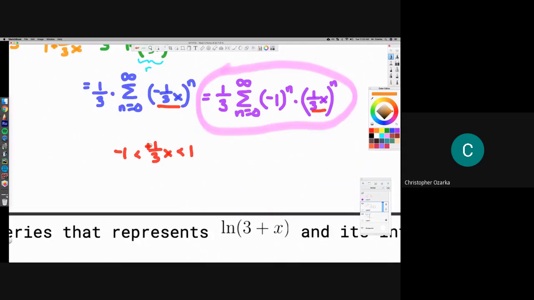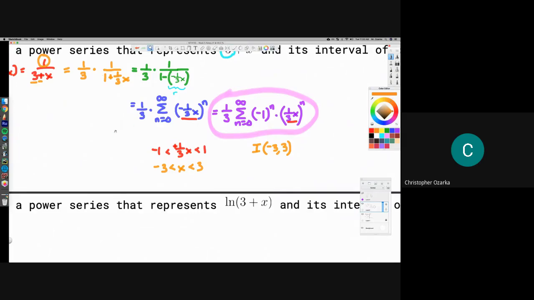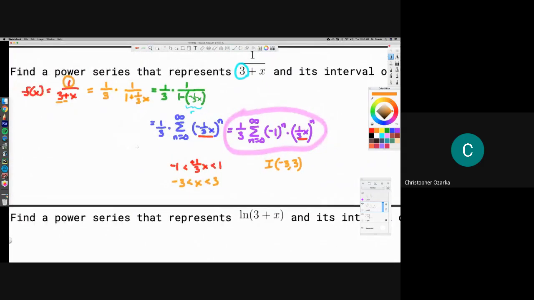Long story short, you can make it positive here. Multiply everything by 3, and you get your answer. So the interval of convergence is from -3 to 3. And that's the answer. That's the full answer.